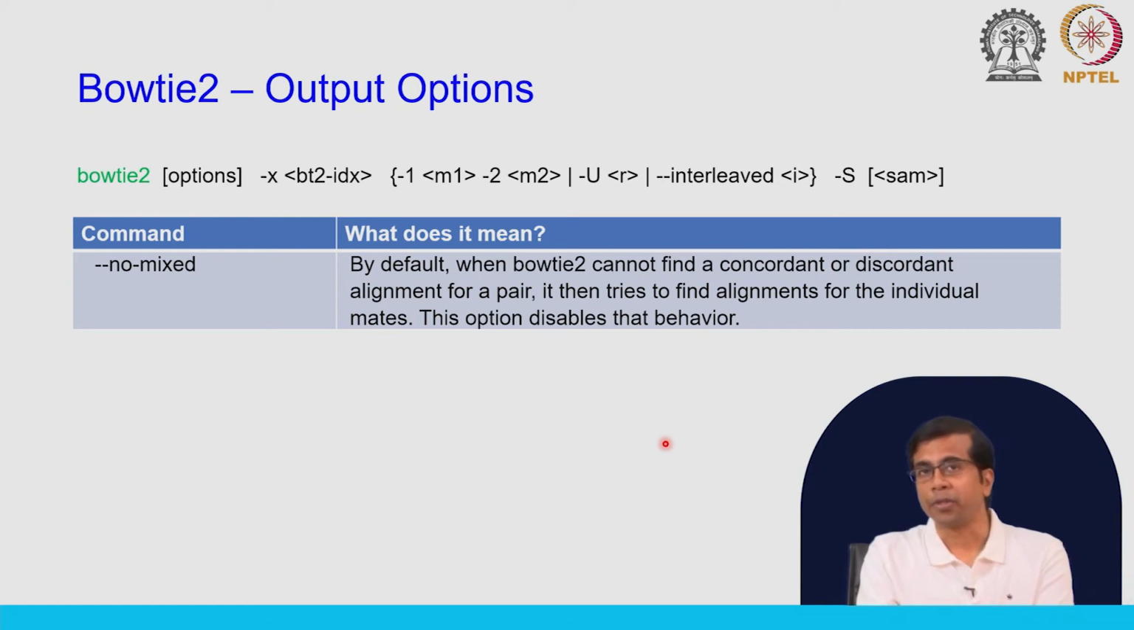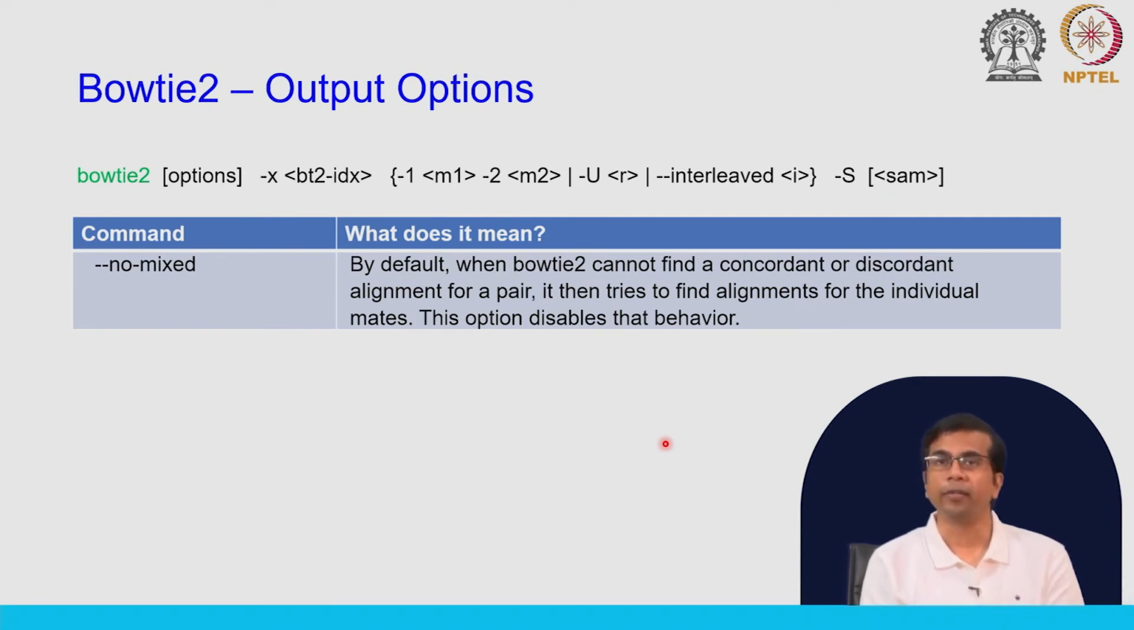Then you have some other options that you can use. One of the things that will happen when you are aligning paired end data in Bowtie2 is that it will first look for something called concordant mapping. We will discuss in a moment what concordant mapping is. If it cannot find any concordant mapping, it will go for something called discordant mapping. Again, I will explain in a moment. If it cannot find any concordant or discordant mapping, it will try to find mapping for individual reads. So, instead of finding mapping for both read 1 and read 2 in paired end data, it will try to find individual mappings of read 1 and read 2.